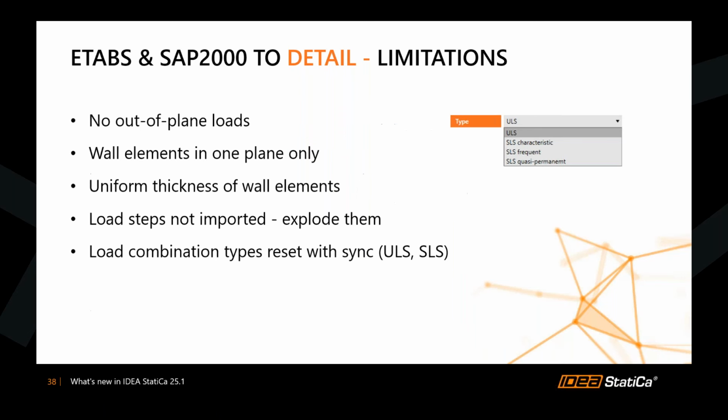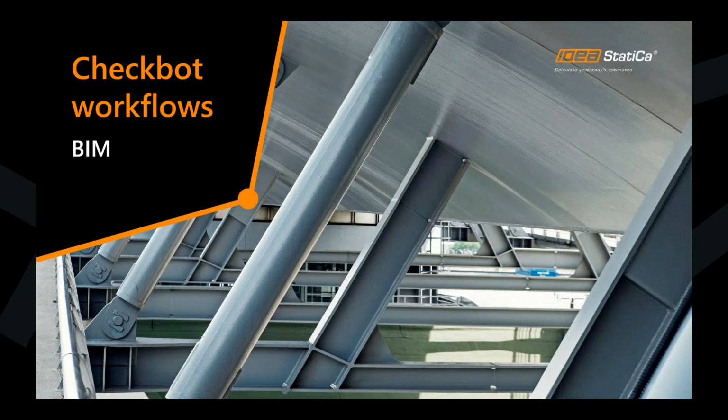The limitations that I mentioned: there are no out-of-plane loads supported. Those are usually negligible, so no need for them. The wall elements are in only one plane because it's a 2D solution. The thickness of the wall elements has to be uniform and load steps are not imported, etc. And you have to manually set the ULS and SLS. All right. So that was the workflow between ETABS, SAP2000, and Detail 2D.